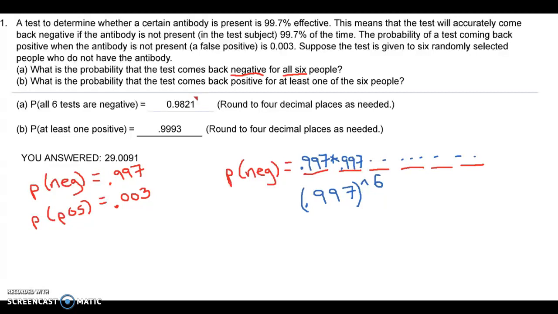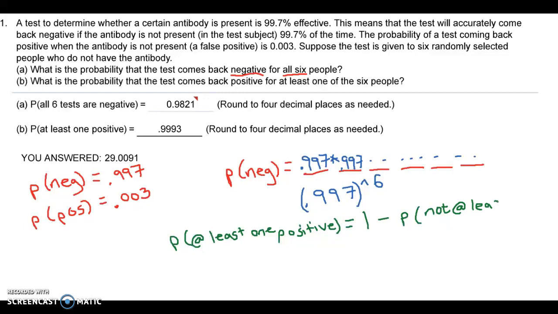For part B, this is the tricky one, the probability of at least one positive. So the rule I teach in the videos is that's 1 minus the probability of not at least one positive.